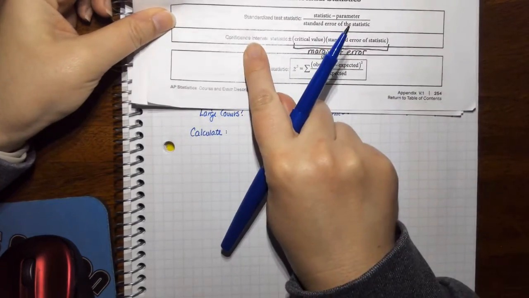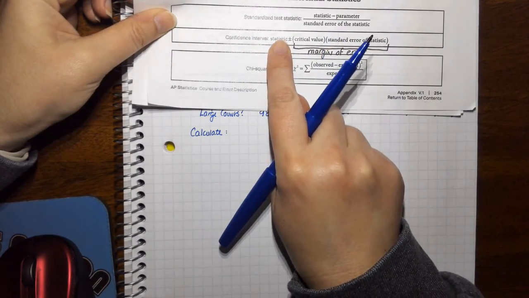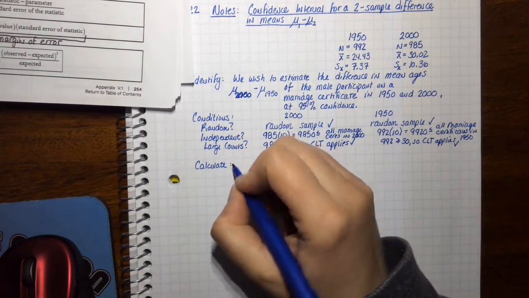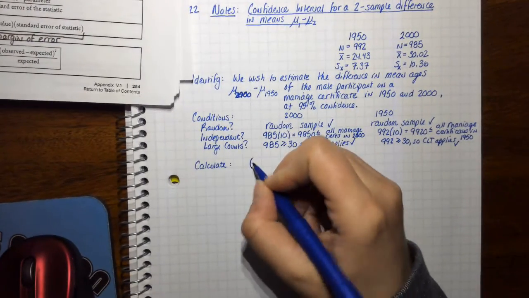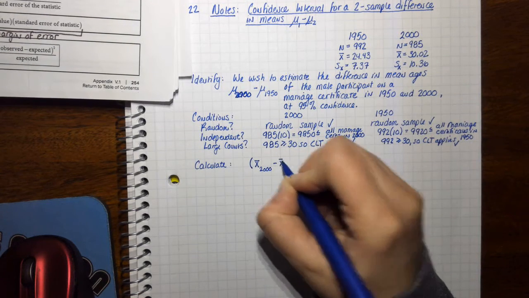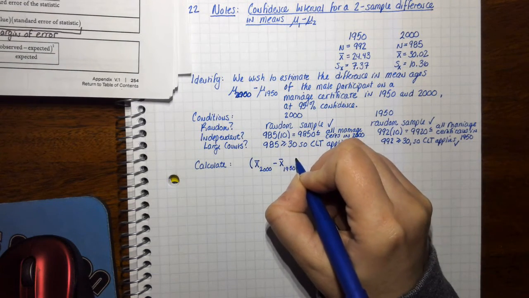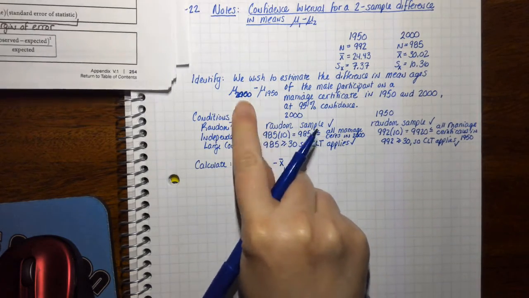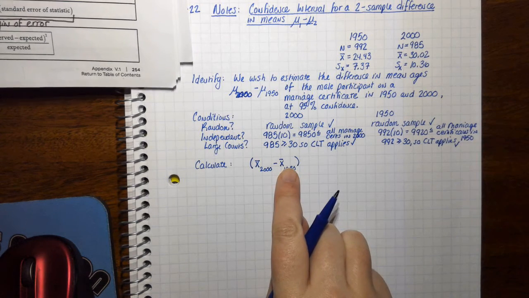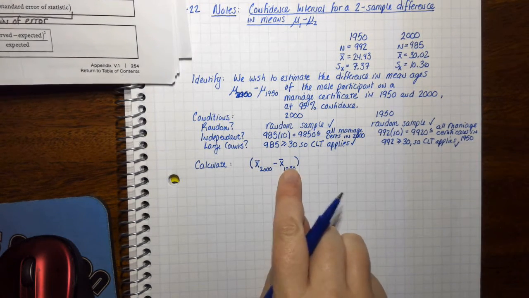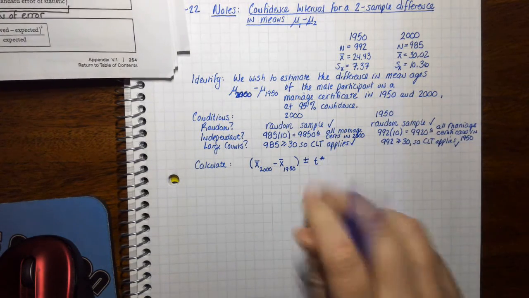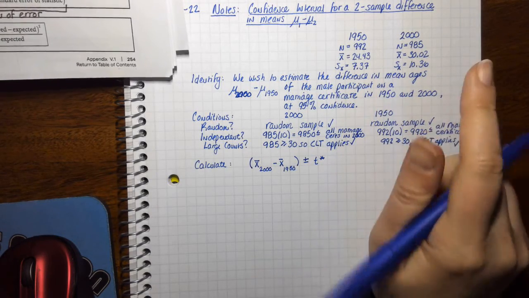Okay, confidence interval equals statistic. The statistic in this case is the difference between the two sample means. So I'm going to write x bar 2000 minus x bar 1950. I put it in this order because that's the same order I used in the null hypothesis, and I put it in parentheses because I want you to see that that is the actual statistic, both of those subtracted. Plus or minus T star, again it's T because we have sample standard deviations.